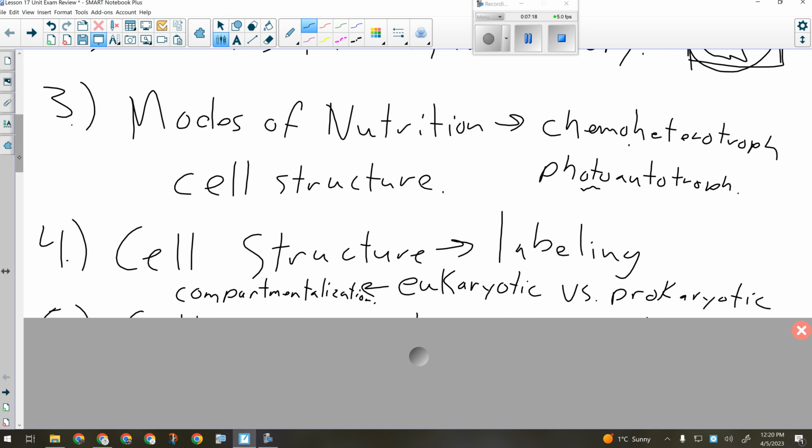So I will have a diagram of a cell on there, and you will have to name and give the function of the requested structures. There will be 6. I will pick 6 out of the 13.